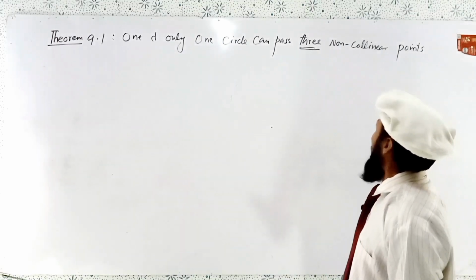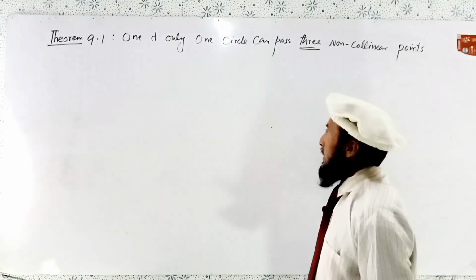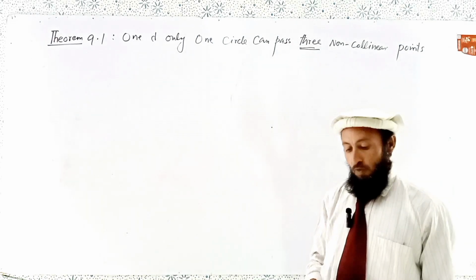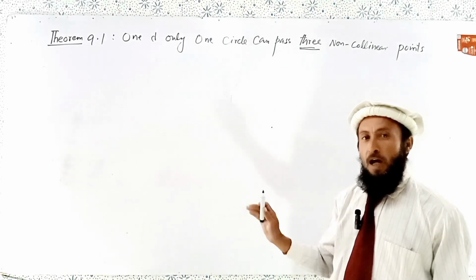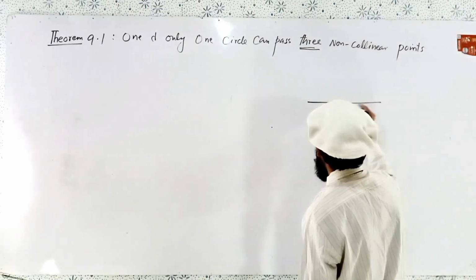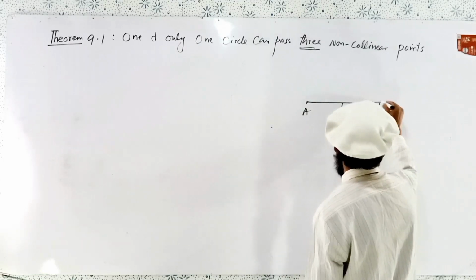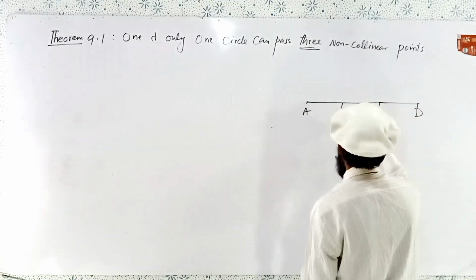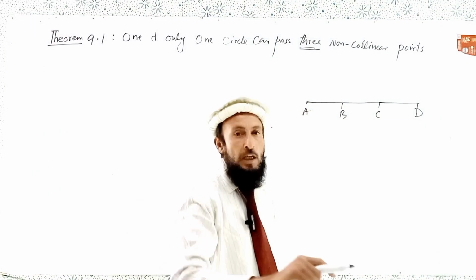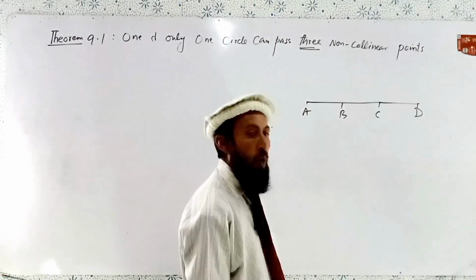First of all, I explain what collinear points are. Collinear points are those points which lie on the same line. Just like we can say that here A, B, C and also D. Here A, B, C and D lie on the same straight line, so these will be called collinear points.